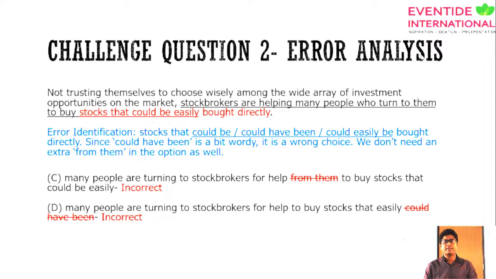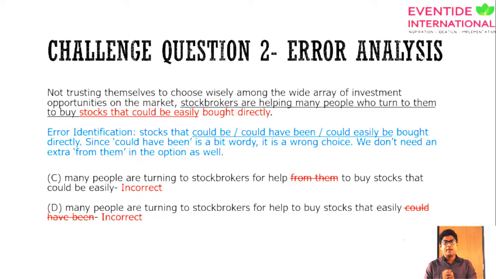The problem with this sentence is that you have already mentioned stockbrokers in the first part of the sentence itself. You don't need an extra "from them" to emphasize stockbrokers. Thus, this option is also wrong. Let's go for option D.